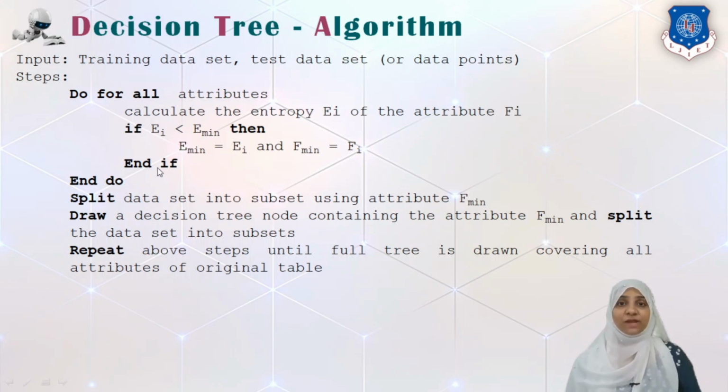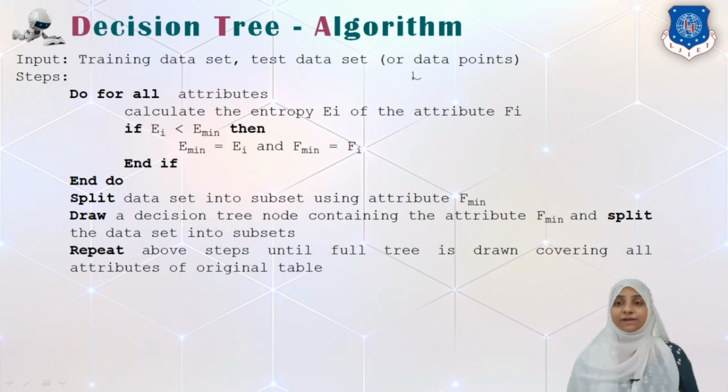So at the end of this loop, we will have F_min, that is the attribute which has minimum entropy, and we will also have E_min, that is the entropy of that feature. We all know that if a feature has lesser entropy, the larger the information gain. That's why we need to split our partition or our original data set using that particular attribute. So F_min gives us the attribute with minimum entropy, hence it will have the largest gain. So we will split our data set into subsets or partitions using the attribute F_min, and we will make a decision tree node that contains the attribute F_min, and we will split the data into subsets.